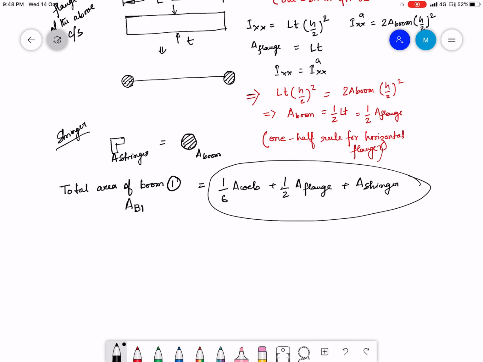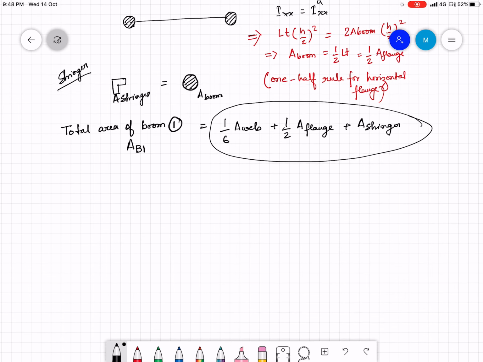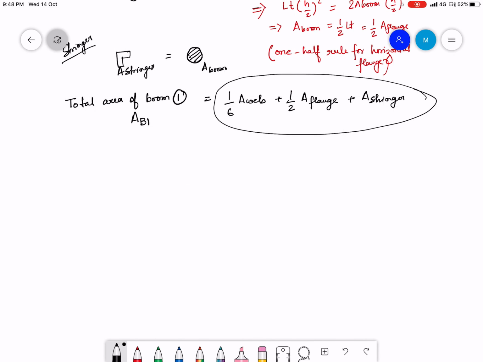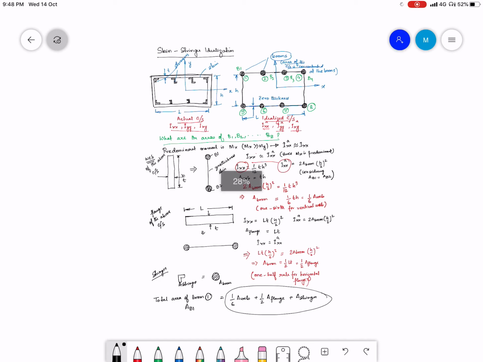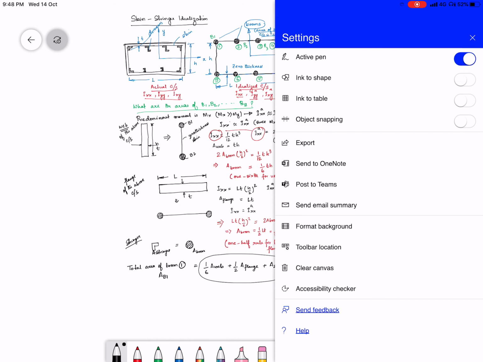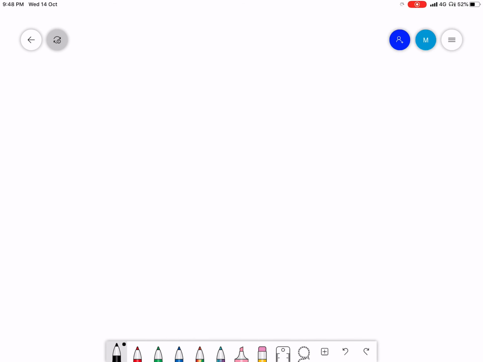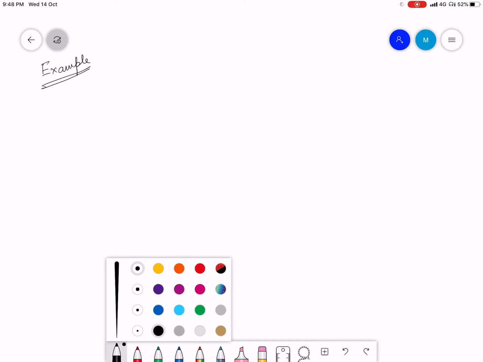So with this, let me solve an example based on the methodology that we have discussed now. So let me solve this example, which will help us understand how to implement the method that we just discussed. Okay.